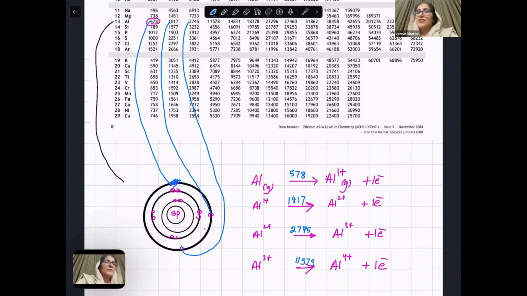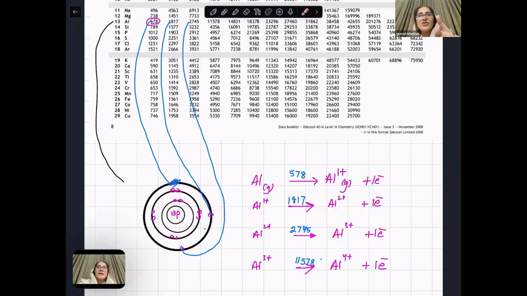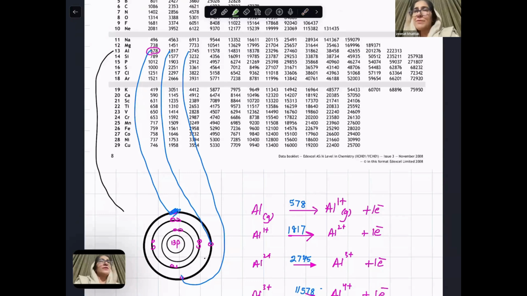Because the first 3 electrons are in the outermost shell, but the fourth electron is in the next shell, closer to the nucleus. This shows that when the quantum shell changes, there will be a big jump, a big increase, because the electron gets closer to the nucleus and experiences more nuclear attraction. So look, 11,000.